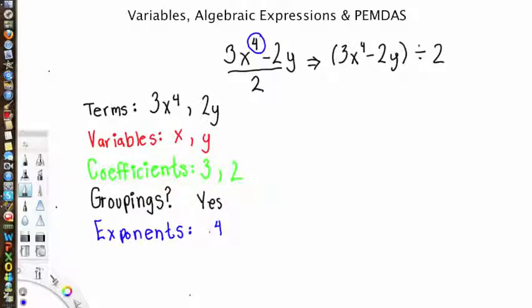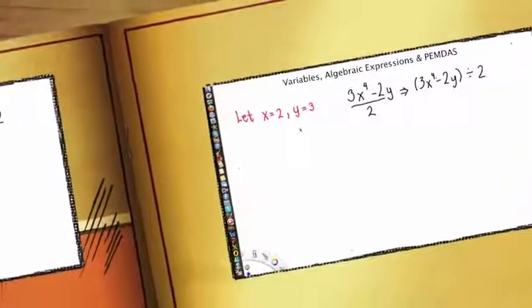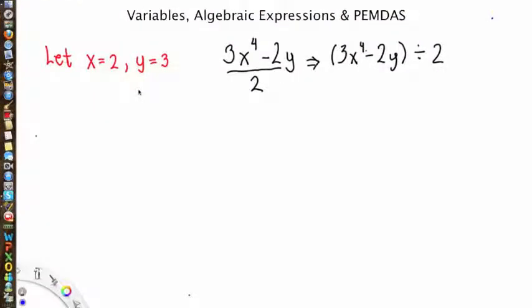And then we do have one exponent. Our variable x is being raised to the fourth power. Boys and girls, let's solve this algebraic expression through substituting. We're going to substitute the value of x with 2 and y with 3. And see, this is what variables are all about. We have an unknown here, and now we're defining what that unknown is.